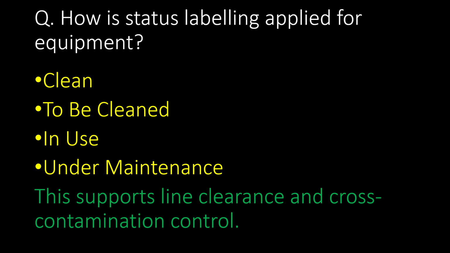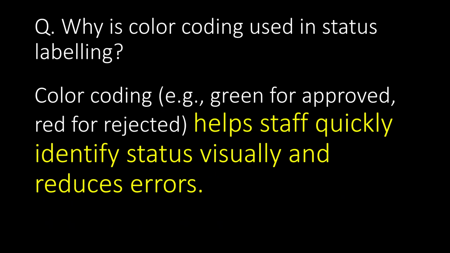How is status labeling applied for equipment? Clean, to be cleaned, in use, and under maintenance are the labels that are commonly applied for equipment. This supports line clearance and cross-contamination control.